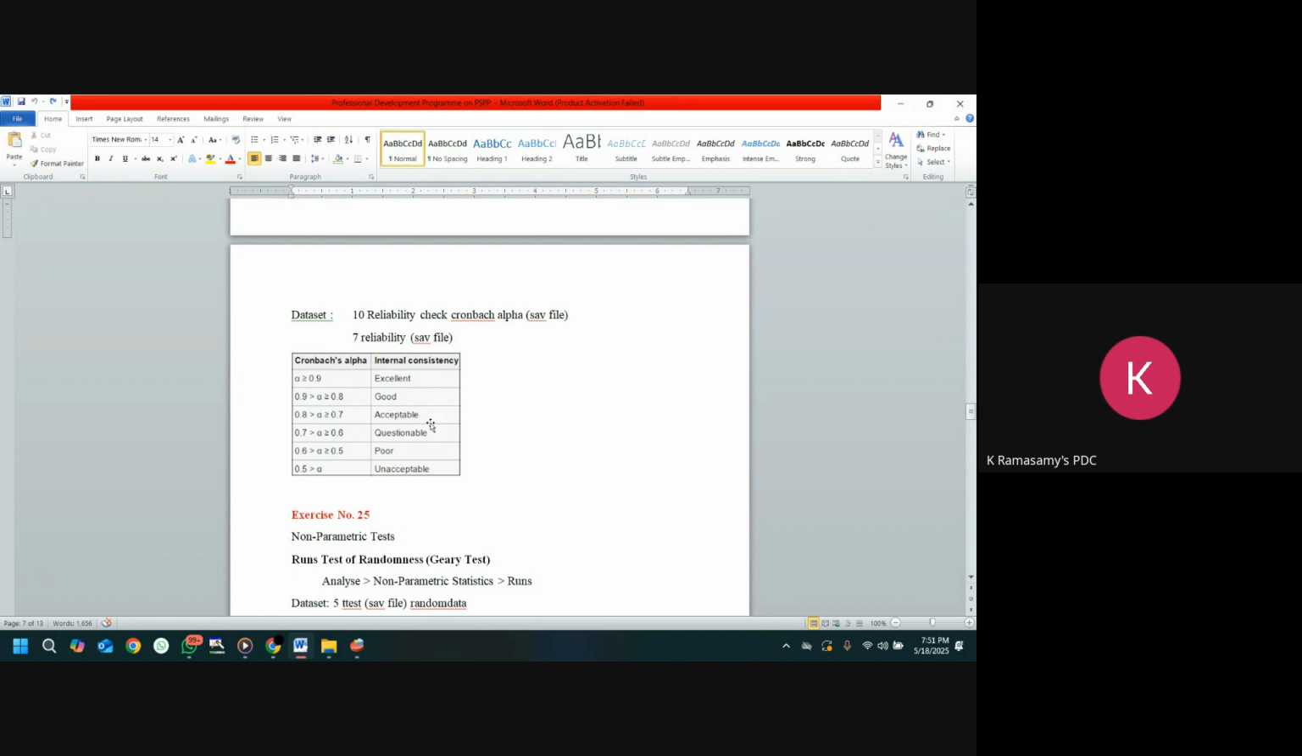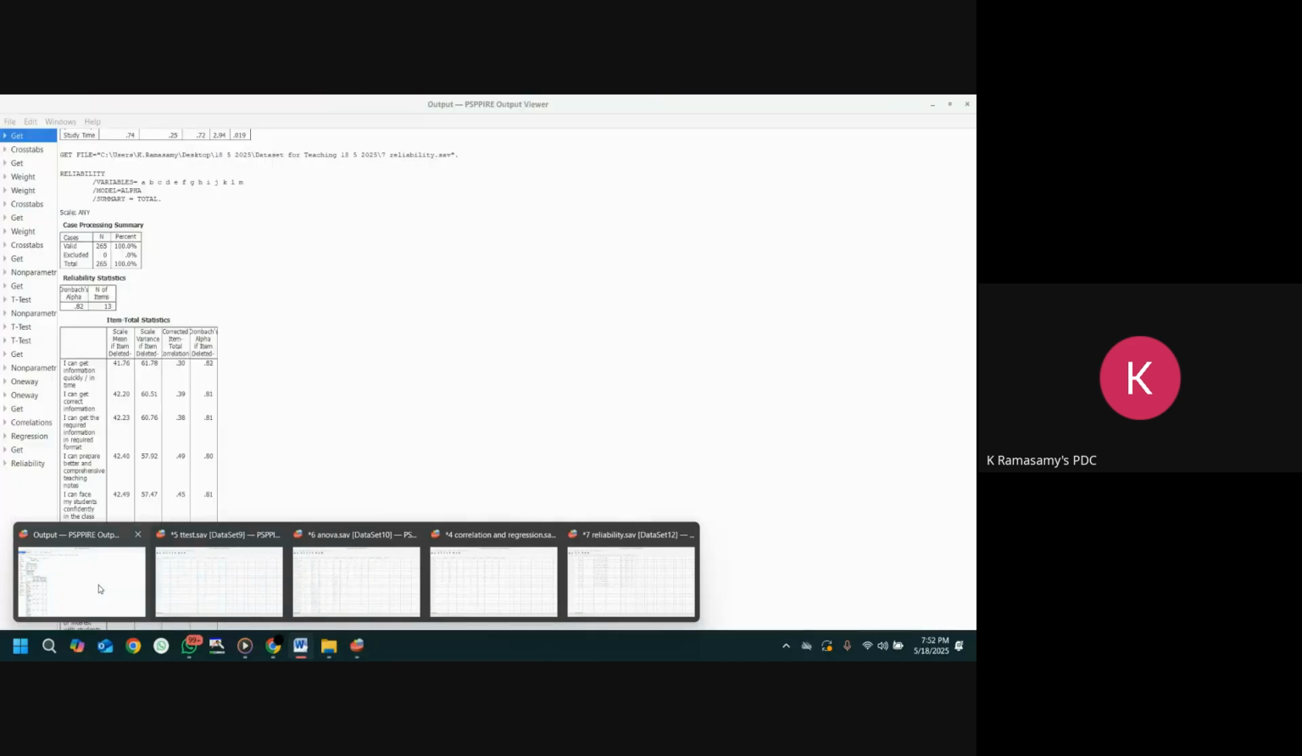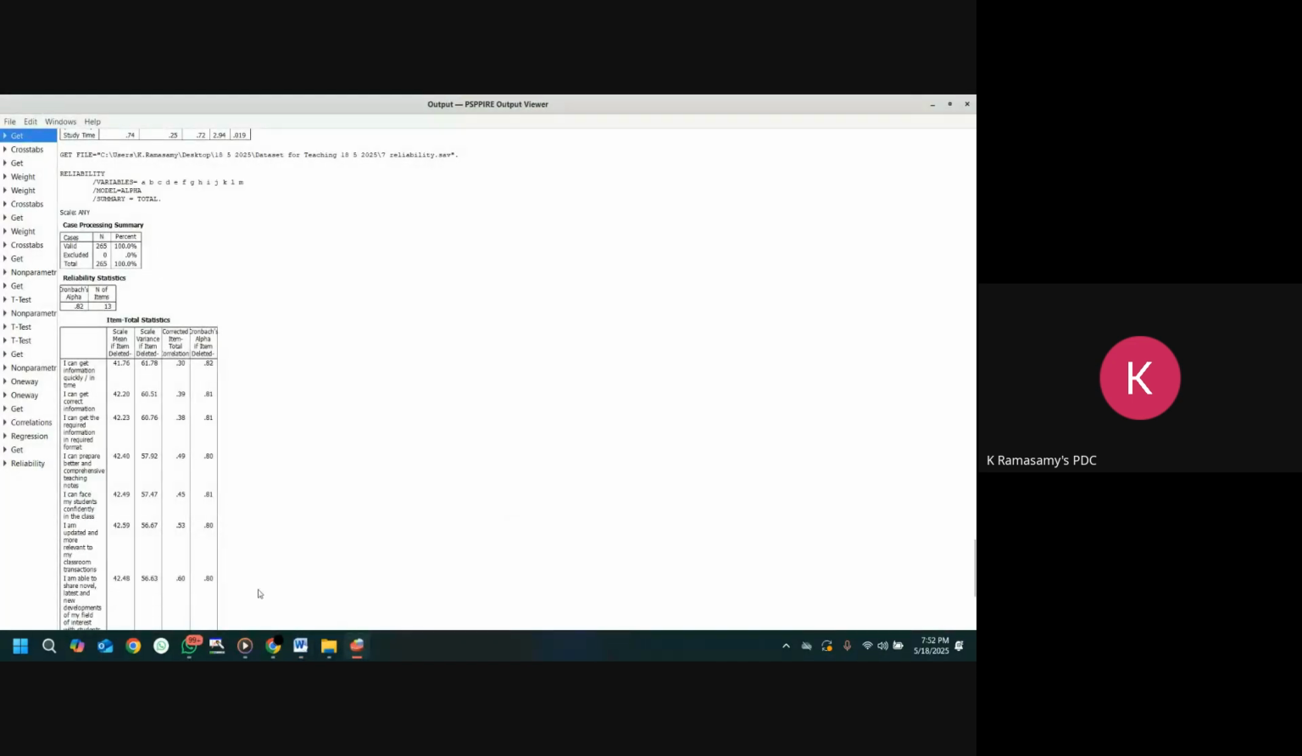7 to 8, the reliability is acceptable. 8 to 9, it is good. 9 and above, it is excellent reliability. So our answer is 0.83. That means that more than 8 means good. So our reliability is good. There is an internal consistency. All the 13 questions together, they reveal the internet literacy level of the respondents.